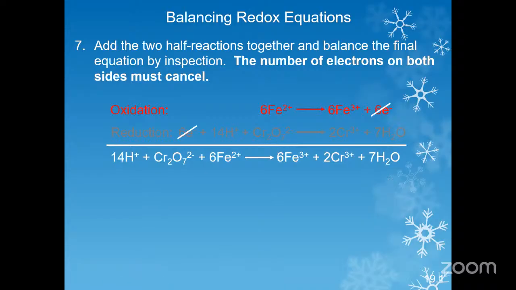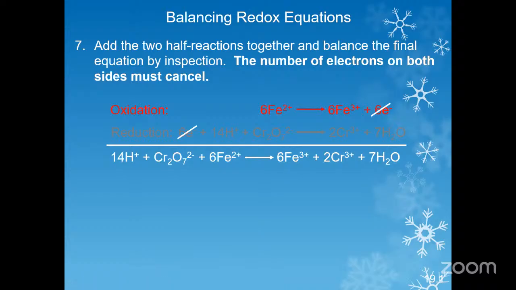However, I would recommend that when you get to this stage, you do a quick check to make sure that everything is balanced, including the charges, right? So let's do that right now. You'll notice that there are 14 hydrogens here, and then you have 7 times 2, 14 hydrogens. So the hydrogens are balanced. You have 2 chromiums here and 2 chromiums here. The chromiums are balanced. You have 7 oxygen atoms here and 7 oxygen atoms here, so the oxygens are balanced. And then you have 6 iron on this side and 6 on this side. So all the atoms are balanced.